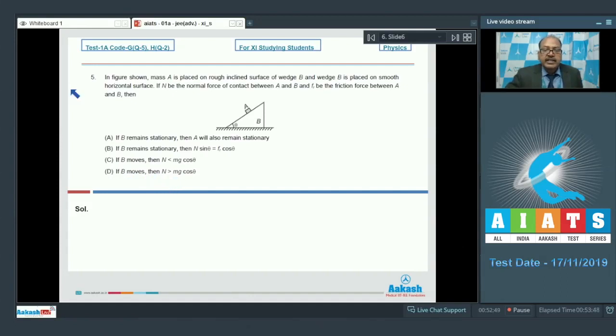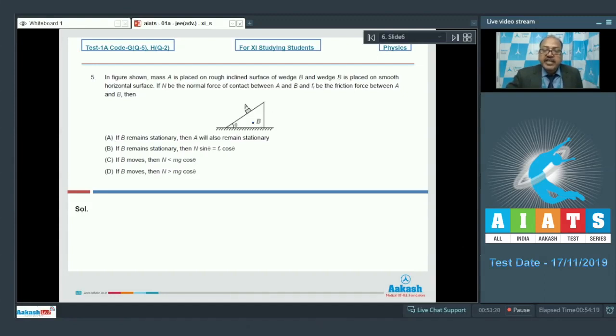Let us try to do it analytically without quantifying things as far as possible. Now, if B is stationary, let's get the situation very clear. The surface between A and B is rough and B is placed on a smooth horizontal surface. If N is the normal contact force between A and B and Fr is the friction force between A and B, then if B remains stationary, A will also remain stationary.